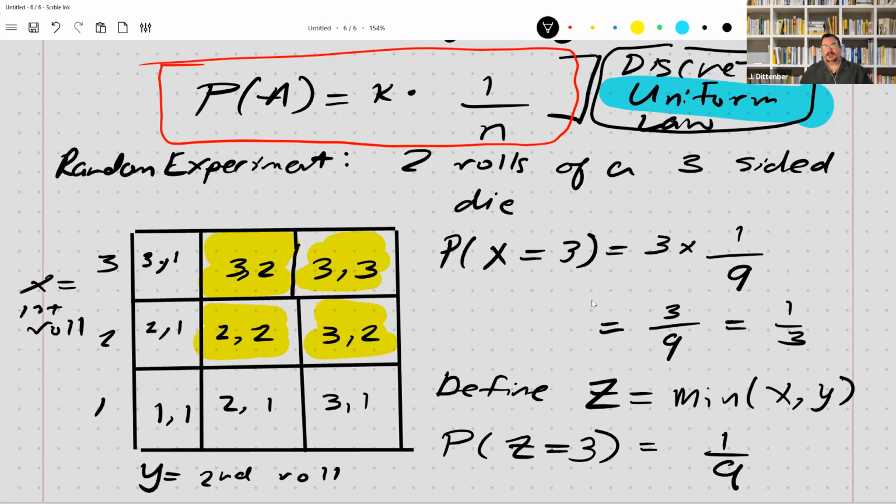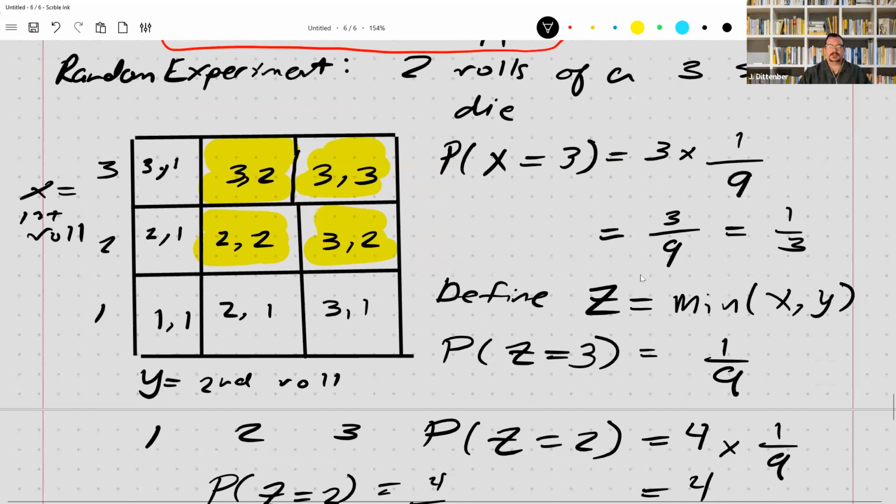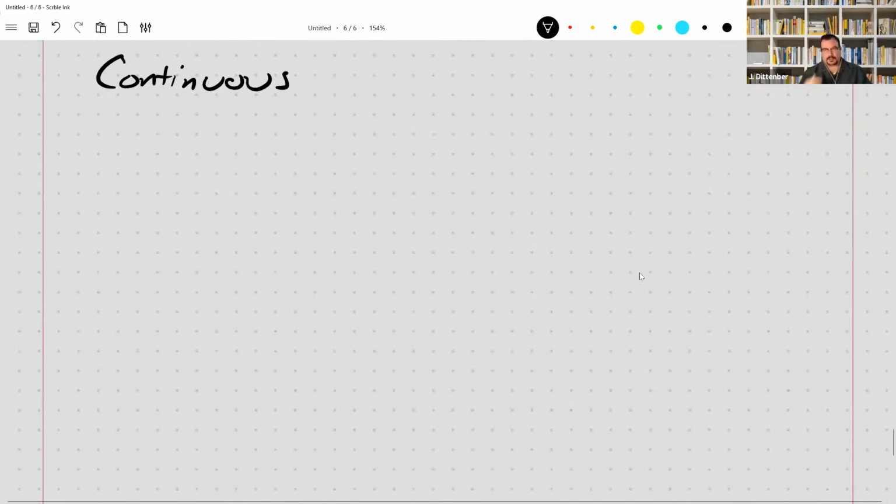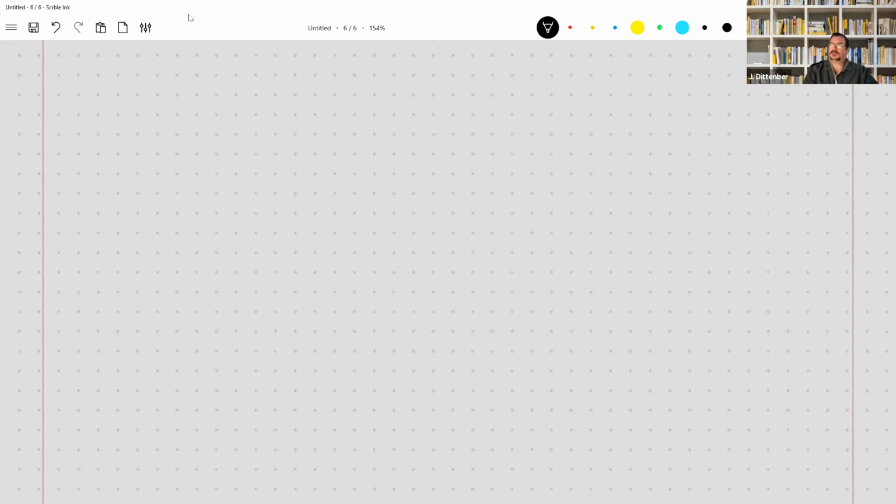So hopefully I can do that at some point, because it's a very interesting topic. And it definitely makes for a more informed data scientist, I think. So let me make sure, first of all, that I spell continuous correctly. And yeah, so now we're going to talk about a continuous sample space.